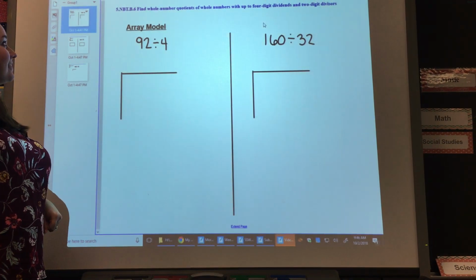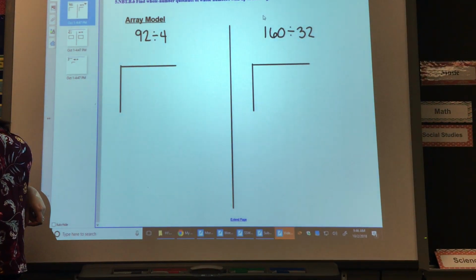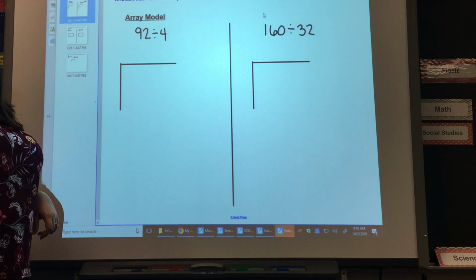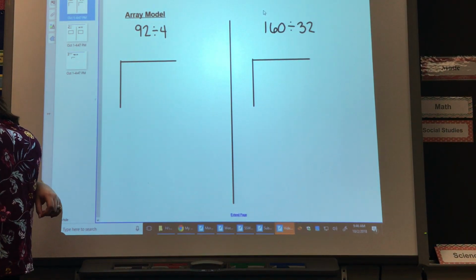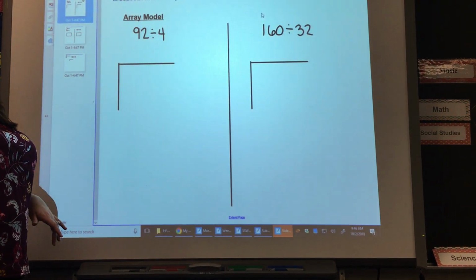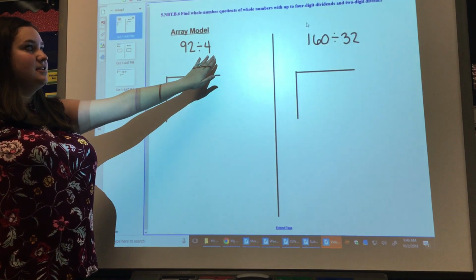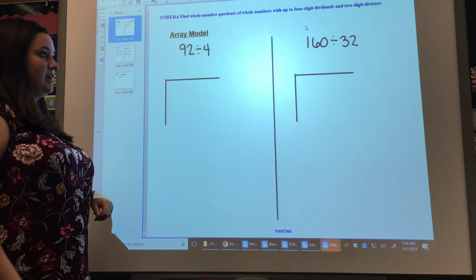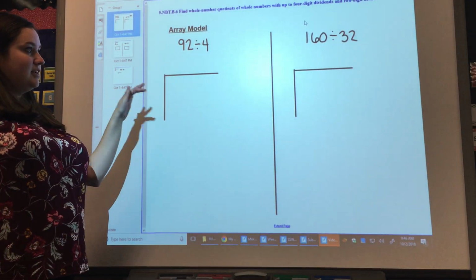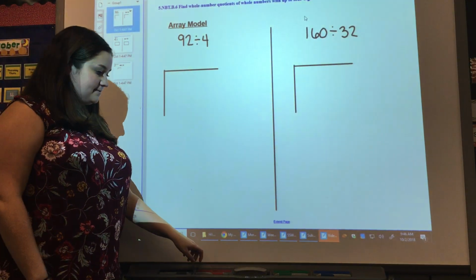So today we are going to be working with standard 5.NBT.B.6, which is finding whole number quotients. So we're dividing 4-digit dividends, which is the number you're starting with, and up to 2-digit divisors, which is the number you're dividing by. So I'm going to show you two different examples of array models.